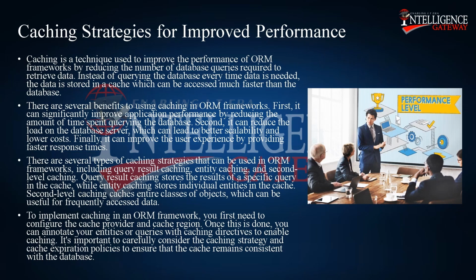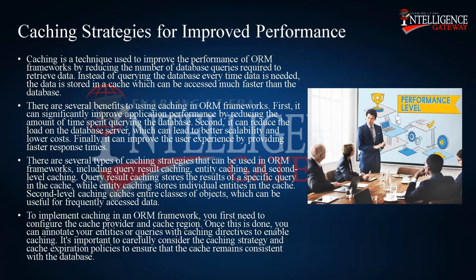There are several types of caching strategies that can be used in ORM frameworks, including query result caching, entity caching, and second-level caching. Query result caching stores the results of a specific query in the cache, while entity caching stores individual entities in the cache. Second-level caching caches entire classes of objects, which can be useful for frequently accessed data.